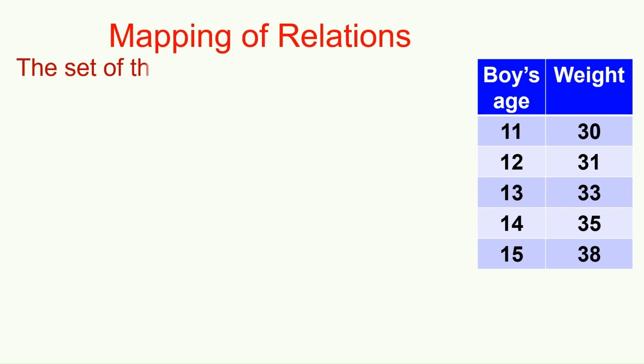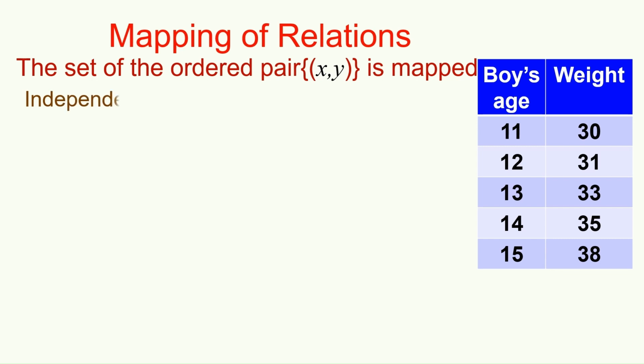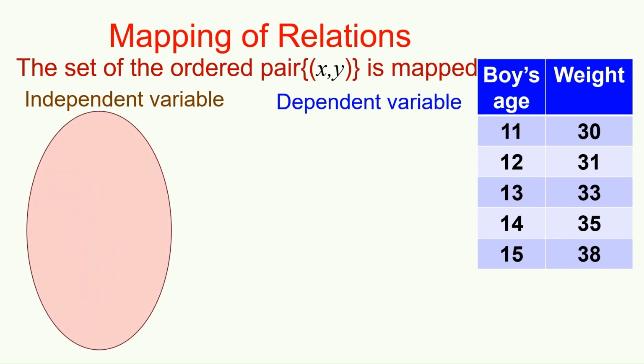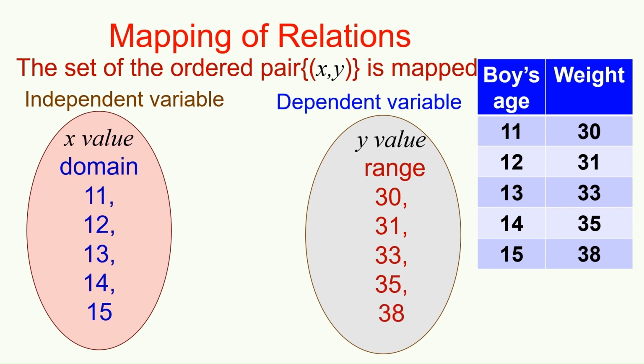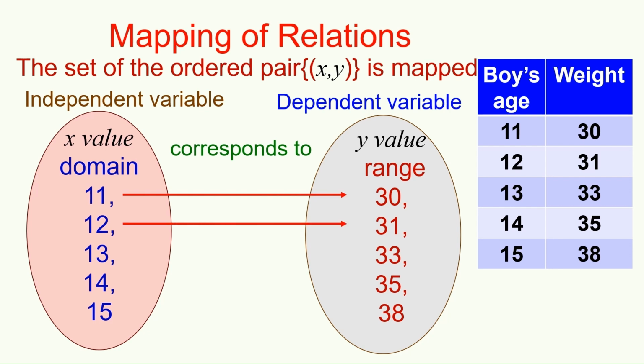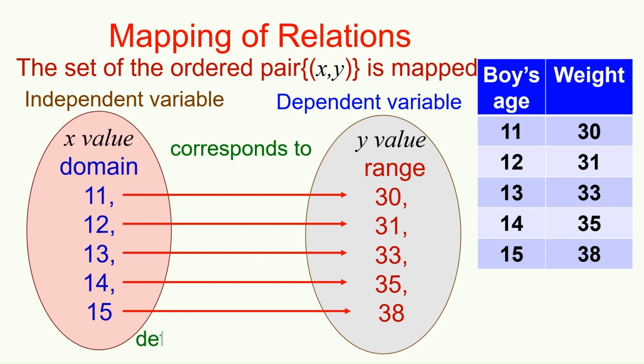Mapping of relations. The set of the ordered pairs (x, y) is mapped here, showing the independent variable corresponds to the dependent variable, which defines the relationship. Independent variable, or x value, or element of the domain, are 11, 12, 13, 14, 15. These correspond to the dependent variable, or y value, or the element of the range: 30, 31, 33, 35, 38.